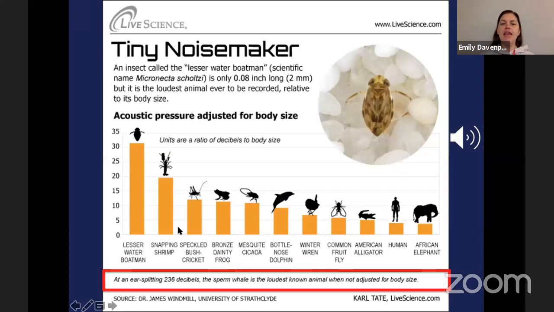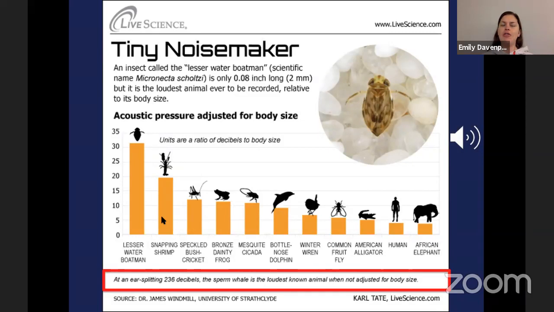But the snapping shrimp is not the loudest animal in the water. The loudest animal in relation to its size is the lesser water boatman, which is a teeny tiny little water bug, only about 2 millimeters long. It's the loudest animal ever to be recorded relative to its body size, again, because it is so small. And you can see the runner-up is the snapping shrimp here on this graph.